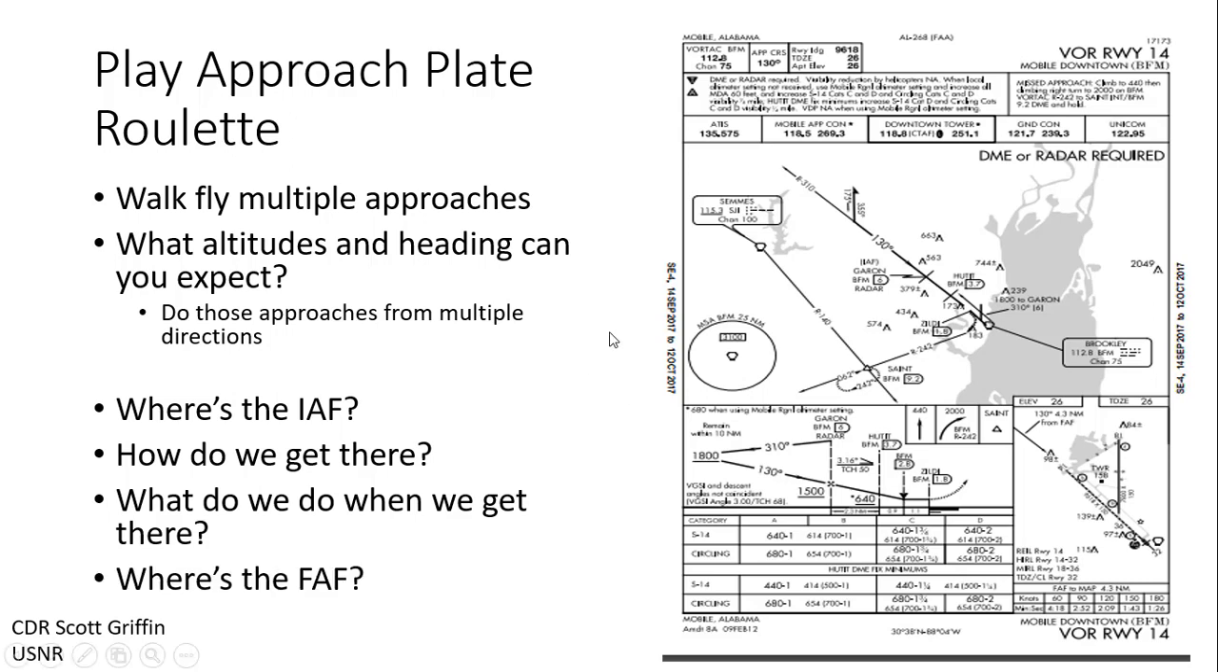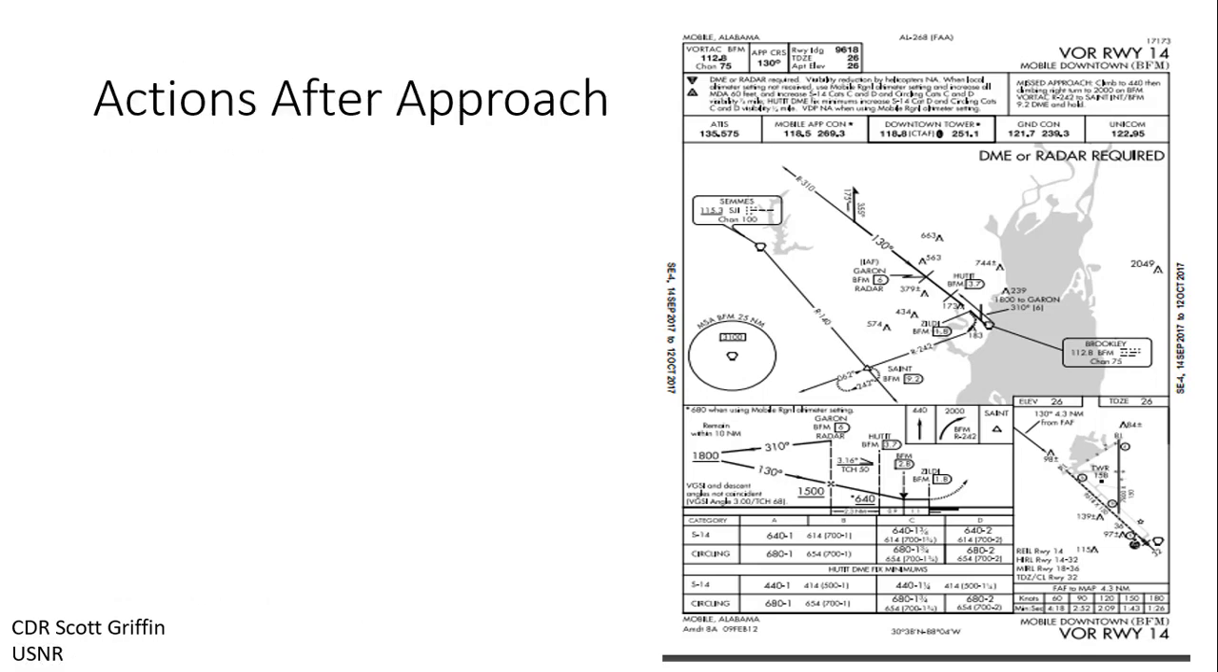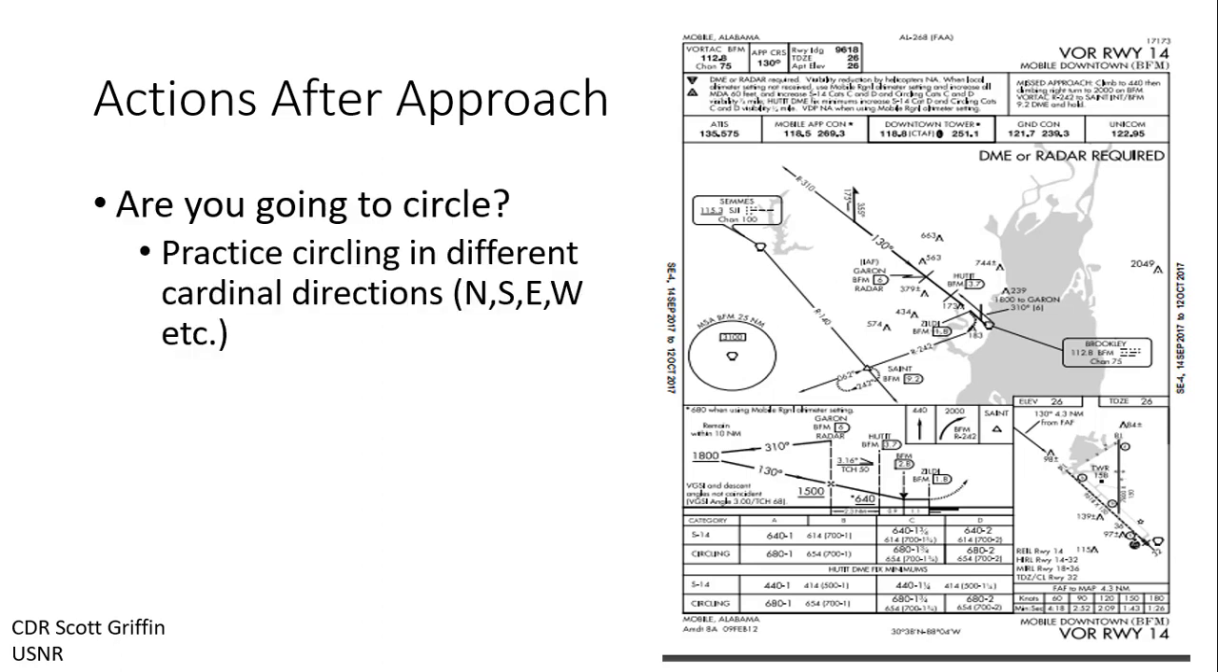Where's the final approach fix? What are you going to do once you get there? Of course, with VOR approaches, how are you going to circle? I want you to practice different circlings from different directions, from the north, the south, the east, and the west, whatever it says. They may tell you to circle northeast, southwest. By the way, let your logic tell you what you think you need to do, because your logic is correct. If you think ATC would set you up for the approach, well, guess what? That's pretty much what they're going to do.